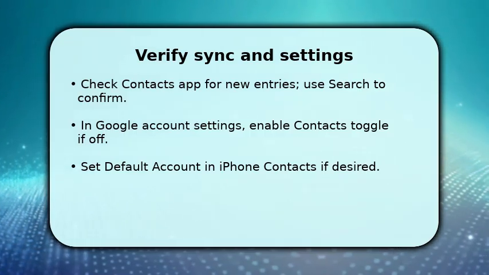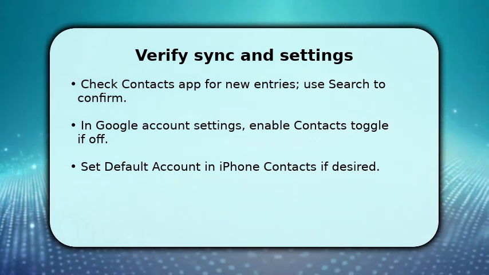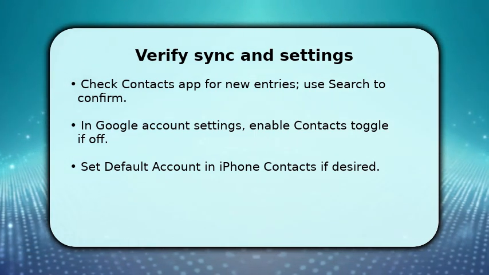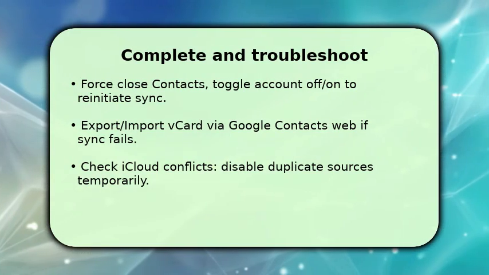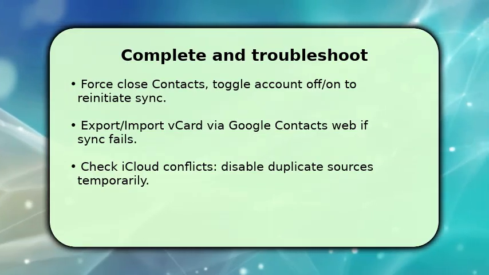To finalize, confirm all groups are visible in Contacts by tapping Groups and enabling your Google list. Scroll through to ensure completeness. If contacts are missing, force close Contacts and toggle the Google contacts switch off then on to restart syncing.